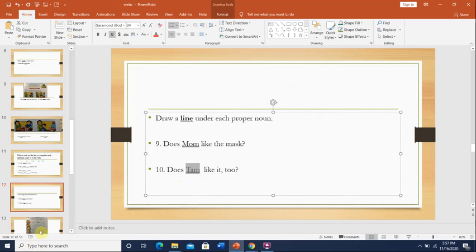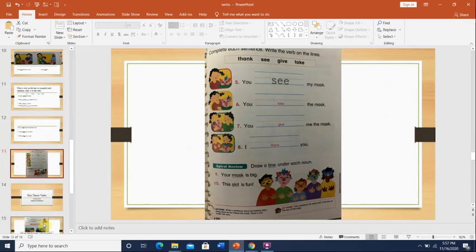Okay. Here are the answers for the page that we just answered. No, I'm sorry. This is the wrong page. I will put it for you in the answer key by the end of the week. I'm sorry. Okay.